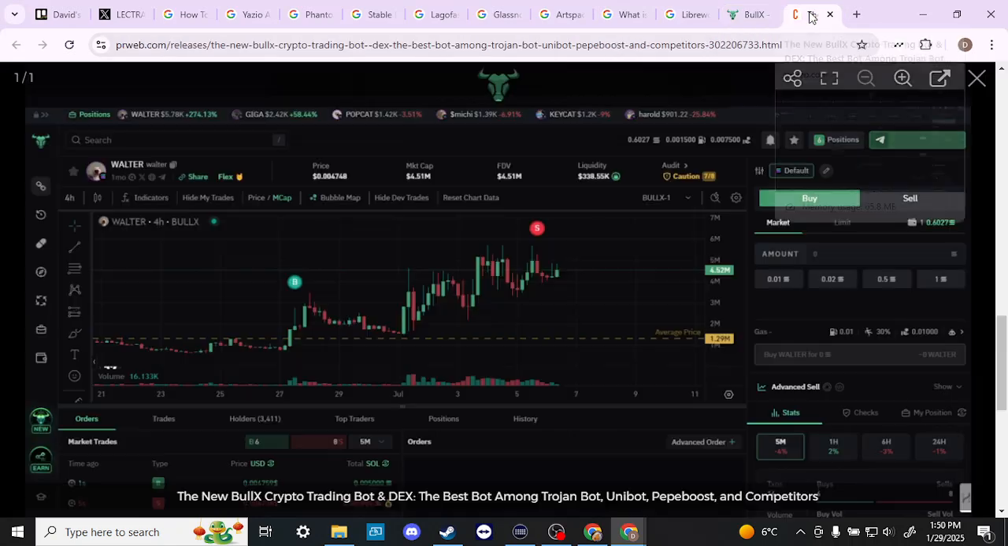Now, what is it that you can expect with BullX as far as the fees go? Well, after doing some research, there's a few details here that we could take a look at. First of all, there is a 0.9% fee per transaction with BullX. In addition to that, if you have the BullX Neo, it is going to be 1% per transaction. These fees go towards powering the BullX bot.